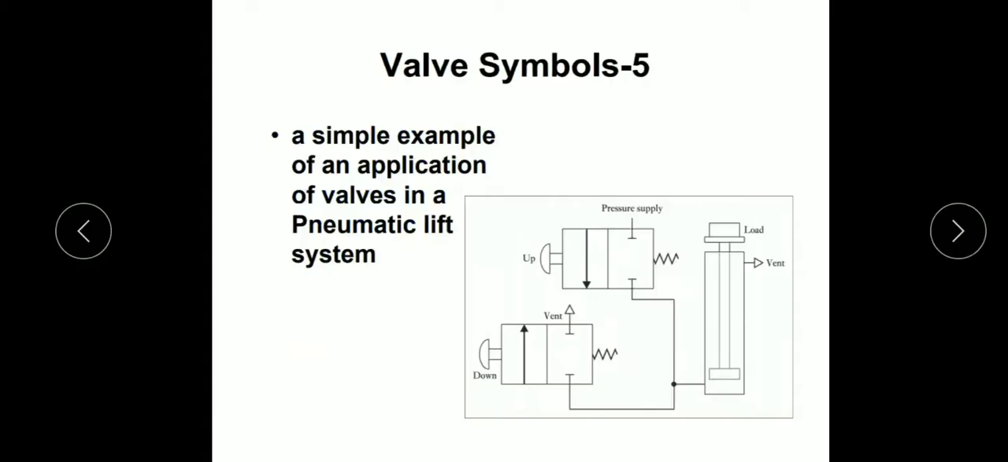Now there is an example of lift operation using direction control valve. This is just an example, don't think much beyond that. This is operated with the help of 2 push button operated spring return valves with pressure supply and vent. This is the working of a lift using 2/2, that is 2 valves are here, 2/2 push button direction control valves. There are two direction control valves here.